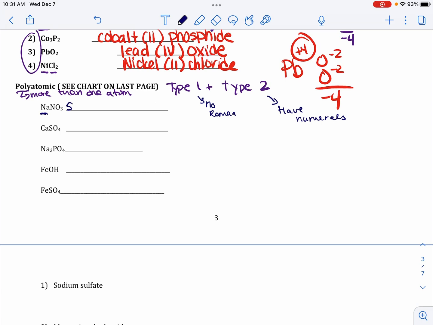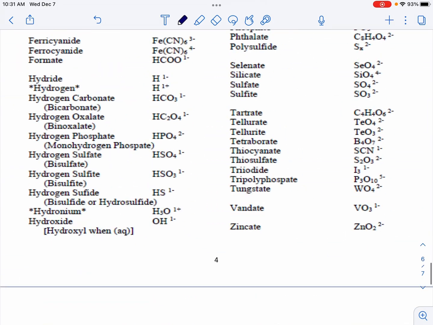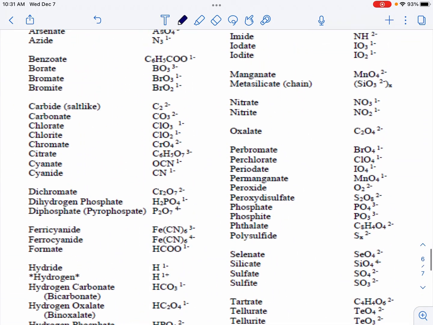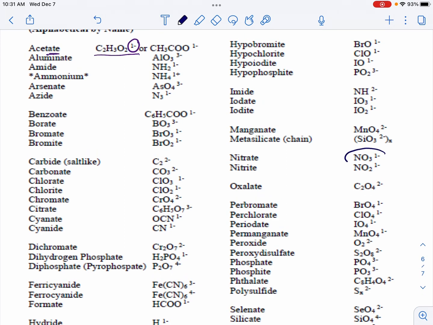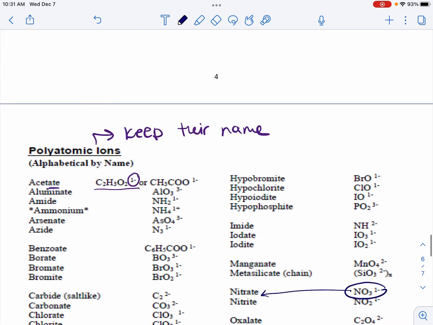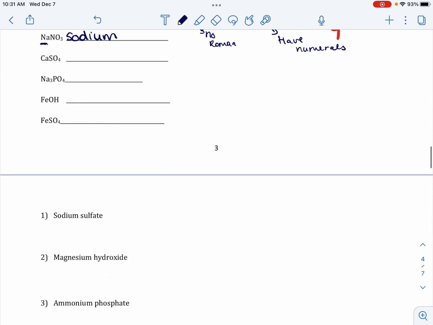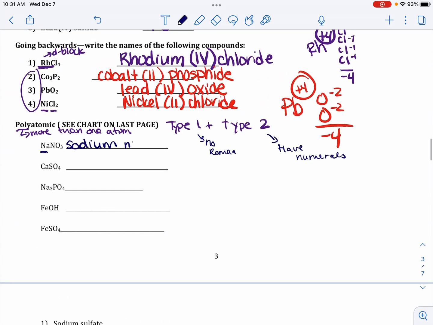So I would just write this as sodium, and then I would look up NO3 on that list. It is also on the back of your periodic table. If you flip that green periodic table over, you'll see there's a list on top, and those are organized a little differently. Either is fine, but you go down here and we find NO3, which is right here. I look at the name and that is nitrate. So this is going to be named as sodium nitrate.